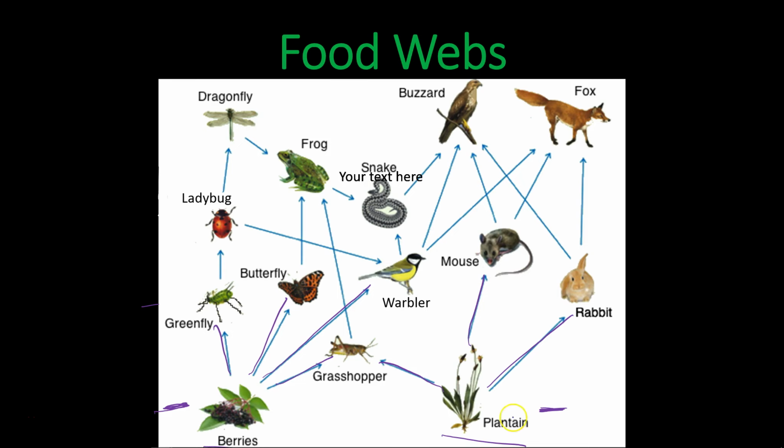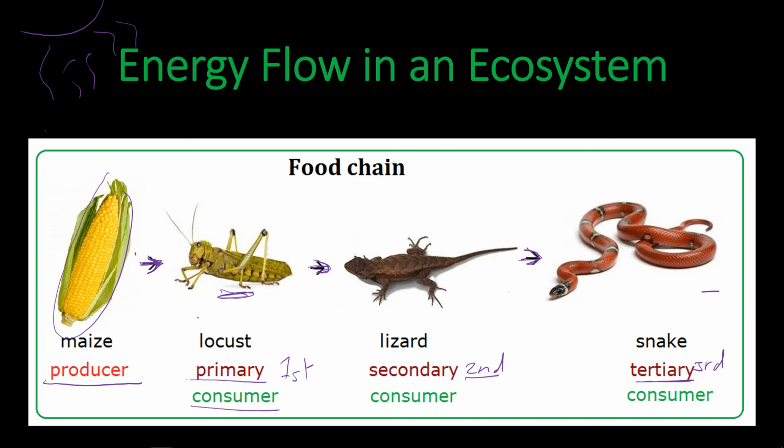So we always have our producers. The primary consumers are always going to be herbivores. Okay, I should have said that back here. The primary consumer is always going to be a herbivore, something that eats plants.